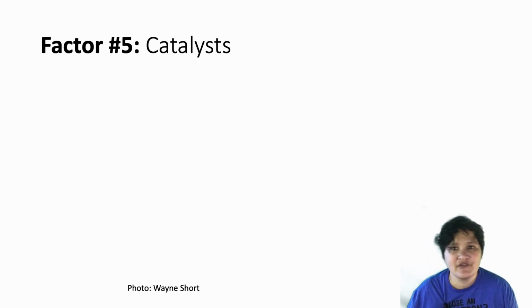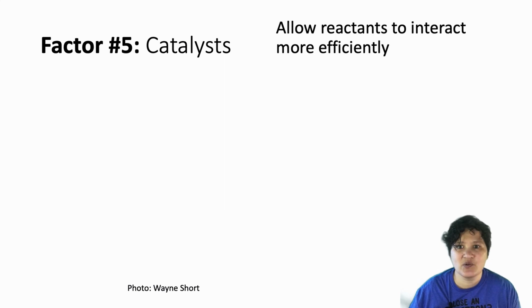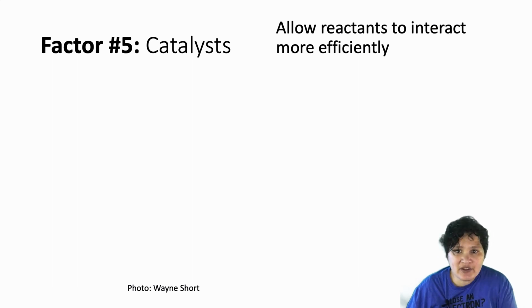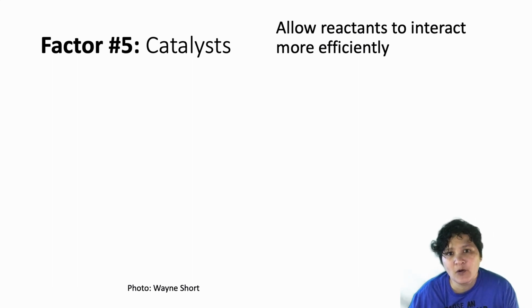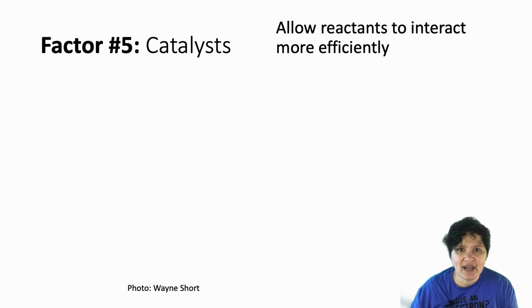A catalyst is defined as something that allows reactants to interact more efficiently and therefore increases the rate of effective collisions. Now, there are 2 ways it can do this. One is by lowering the activation energy. But often what happens is that it makes it easier for something to hit the reactant at the correct angle.